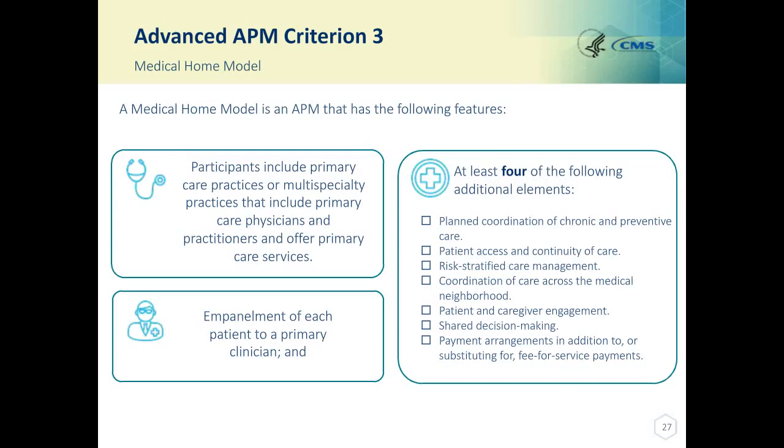And then at least 4 of the following additional criteria must be met. Plan coordination of chronic and preventative care, patient access and continuity of care, risk stratified care management, coordination of care across the medical neighborhood, patient and caregiver engagement, shared decision-making, and payment arrangements in addition to or substituting for fee-for-service payments. And I just wanted to stop here that you'll see that many of these different strategies to improve healthcare really focus on the patient-centered approach and really focus on the clinicians working for the benefit of the patient and the overall care. Next slide.